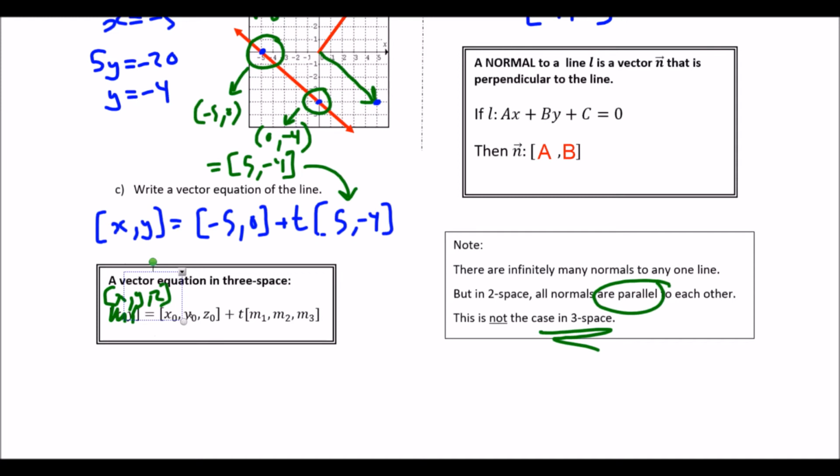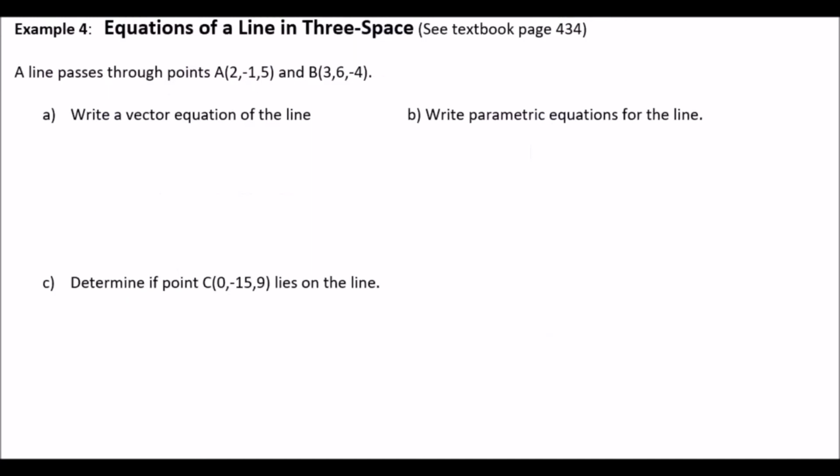So notice there's that extra coordinate there, but same thing, still a vector equation, just adding that z coordinate. So we'll do a few examples in this, and then we'll be done the lesson. All right, first one. A line passes through the points A and B. Write a vector equation of the line.